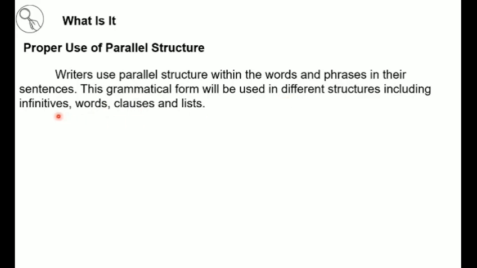kapag ang ginamit mo ay infinitive phrase, dapat lahat ay infinitive phrase. Kapag words naman, dapat lahat ay words. Kapag clauses, dapat lahat ay clauses. Kapag independent clause, dapat lahat ay independent clause.